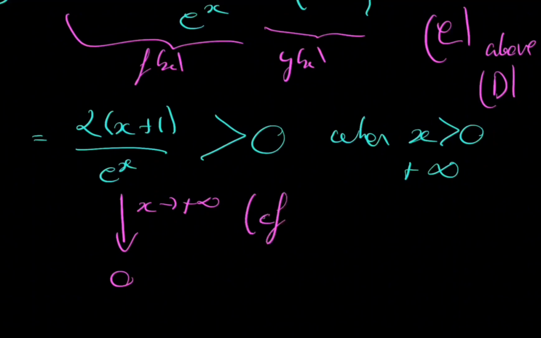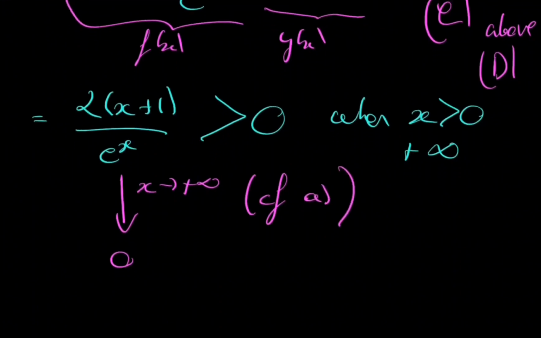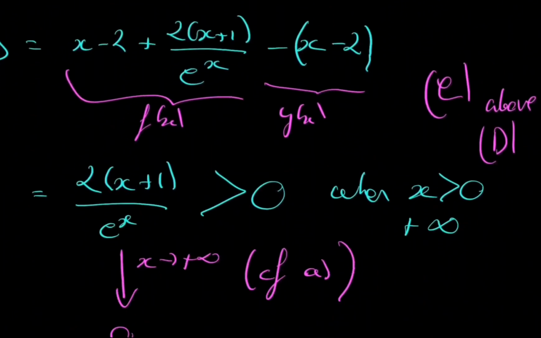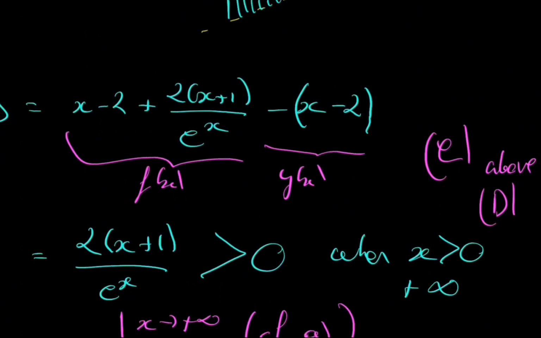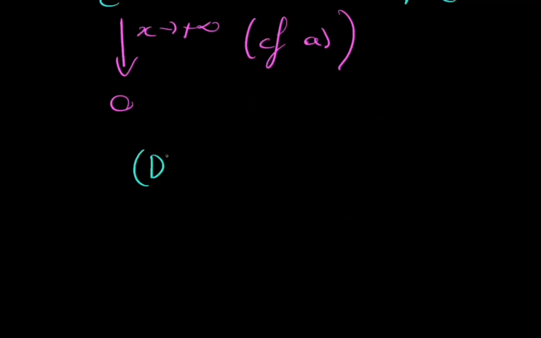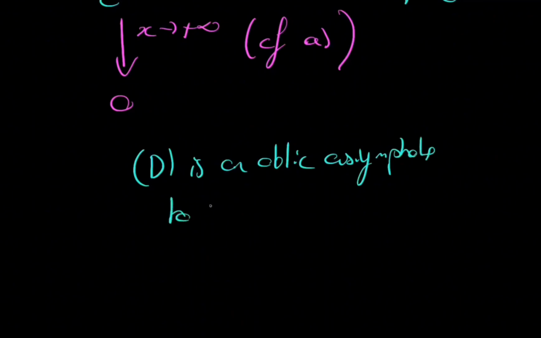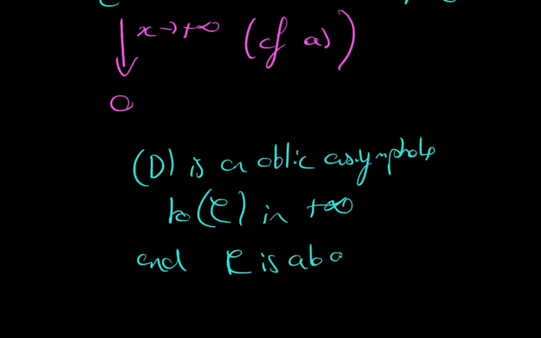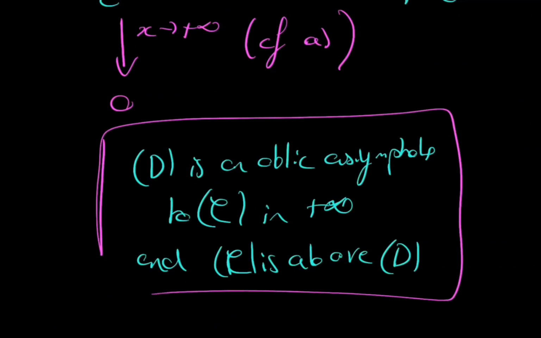So proof in the first question. Okay, so we just proved that D has an oblique asymptote of equation x minus 2 in plus infinity, and that C is above D. So D is an oblique asymptote to C in plus infinity, and C is above, so on top of, D. And we answered the question.